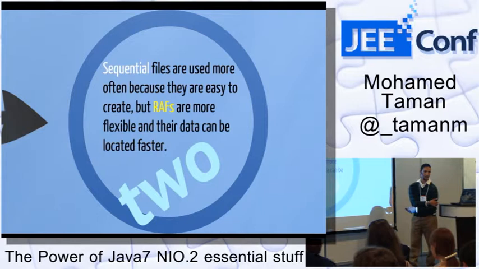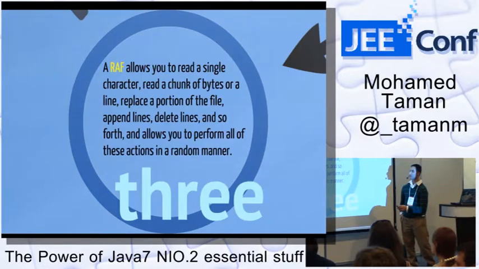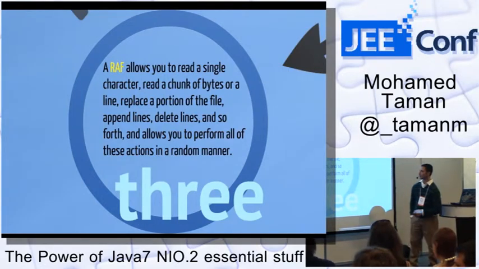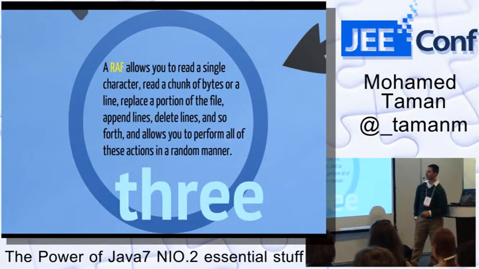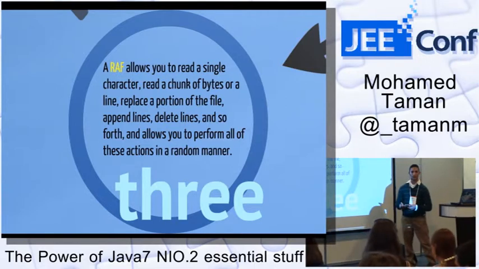For sure, sequential data is more flexible and easier to create than RAF, which is more or less flexible. RAF allows you to read a single character, a chunk of bytes, a buffer, lines, replace a portion of the file, append lines, delete lines, and so forth, and perform all these actions in a random manner.